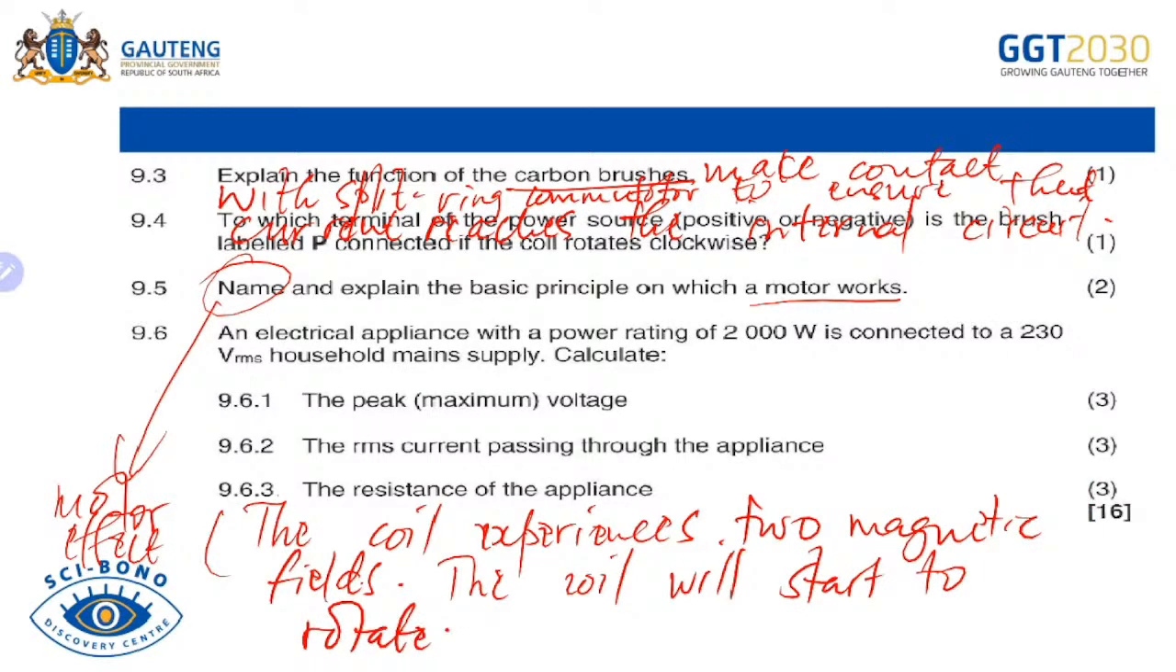The coil experiences two magnetic fields. So since it experiences two magnetic fields, then a force will be created, right? Then it will start to do what? To rotate. Okay, so that is motor effect.